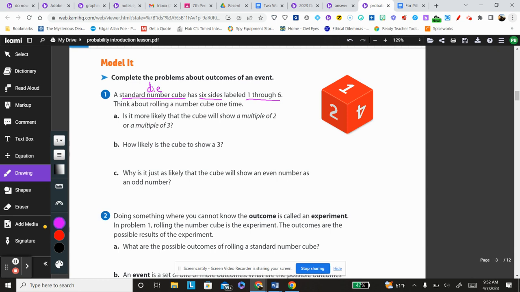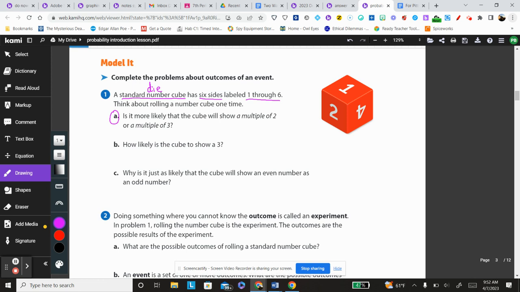All right, so it says, think about rolling your number cube. We're going to look at A. Is it more likely that the cube will show a multiple of 2 or a multiple of 3? Okay, who can tell me what the multiples of 2 are? On the die, look on the die.